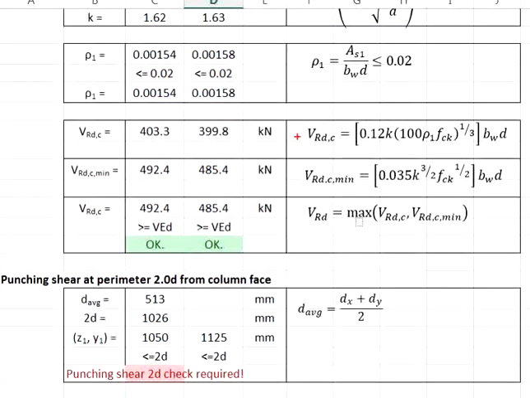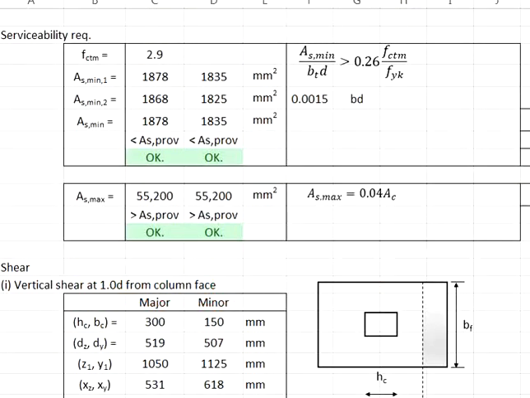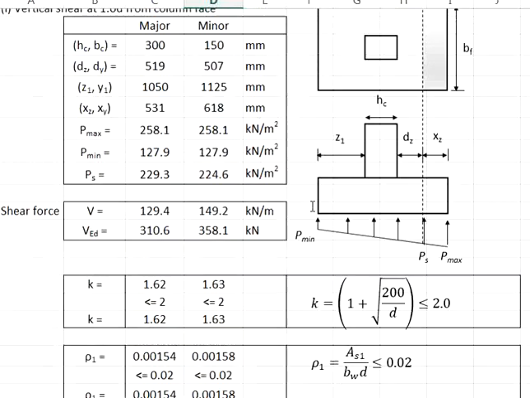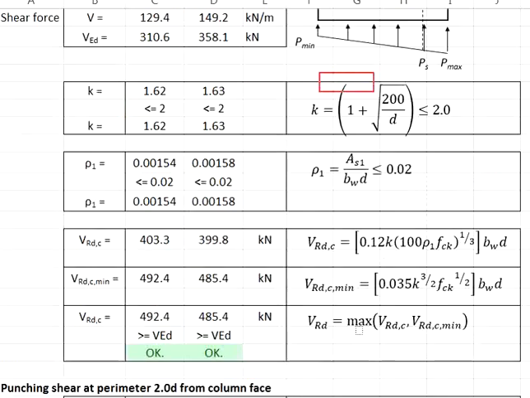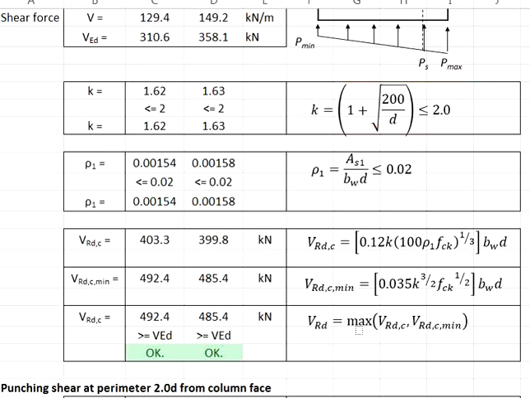The shear resistance is determined by these two equations. The larger value will be the shear resistance at the shear plane of 1D from the column face. The two equations will require the factor K as well as the rho 1. Therefore, we will need to calculate the K and the rho 1 first. The K is a function of the effective depth. The effective depth for the major and the minor axis are given here. Plug in the numbers, you get the K equals to 1.62 and 1.63.